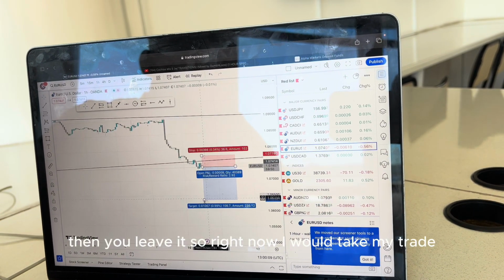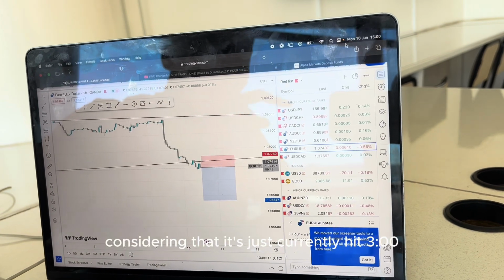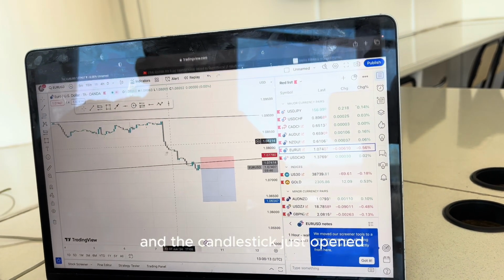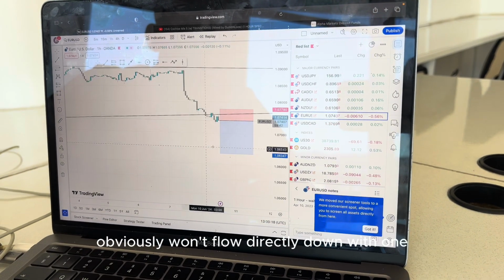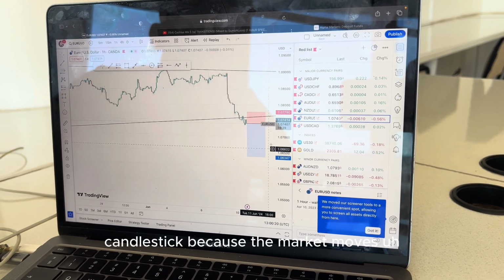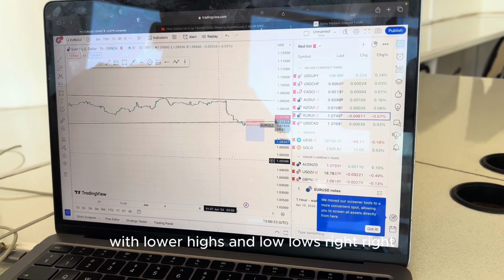So right now I would take my trades, especially considering that it just hit 3 o'clock and the candlestick just opened. What I'm expecting is for it to float down. Obviously it won't go directly down with one candlestick because the market moves with lower highs and lower lows, right?